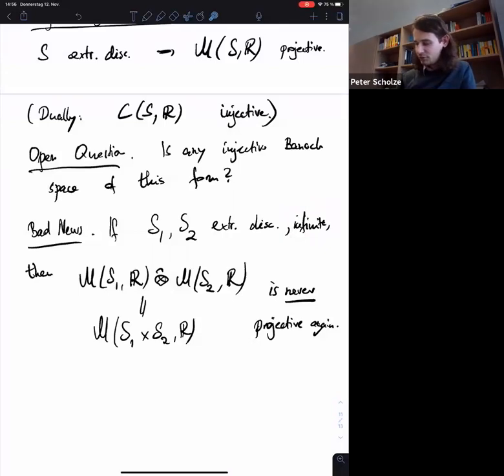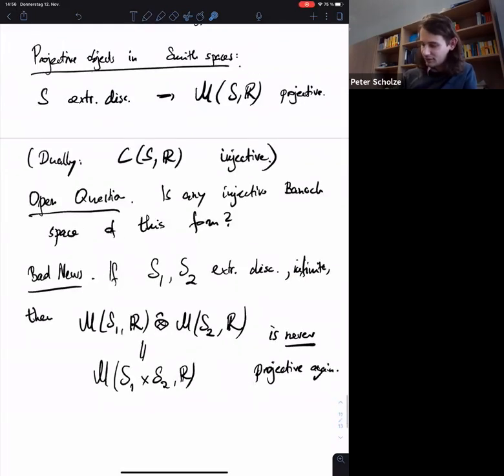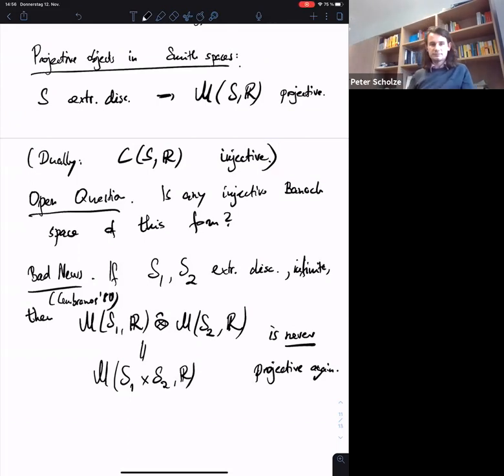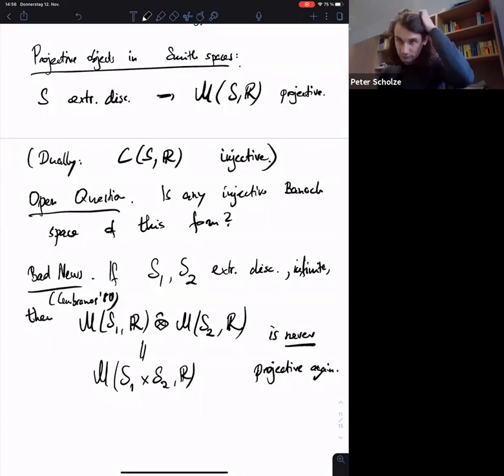And even the weaker property, whether the space of measures is projective, turns out to be wrong. Of course, classically this is stated as saying that the Banach space of continuous functions on S1 times S2 is not an injective Banach space. I think this is due to Cembranos, 1980 or something.